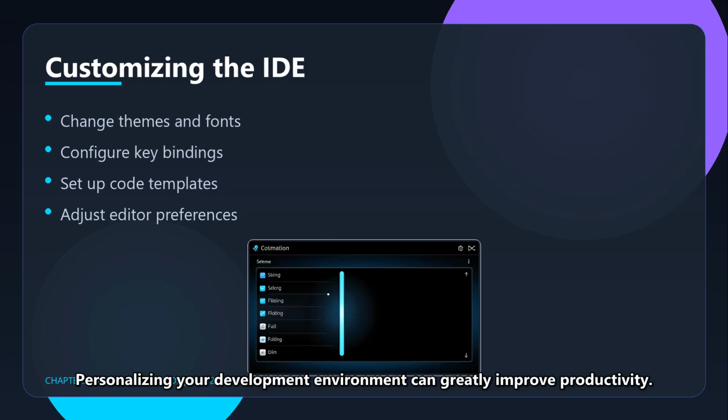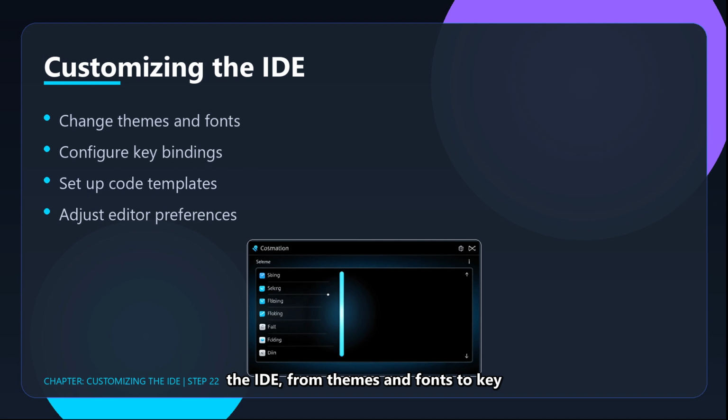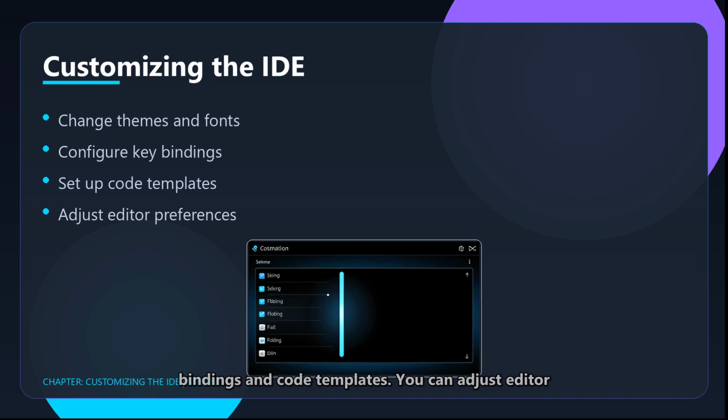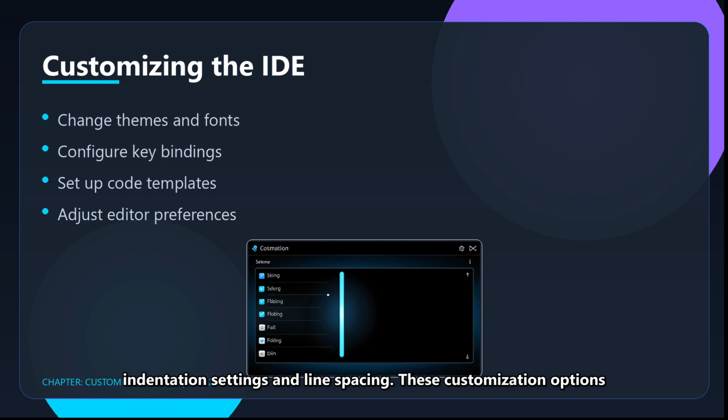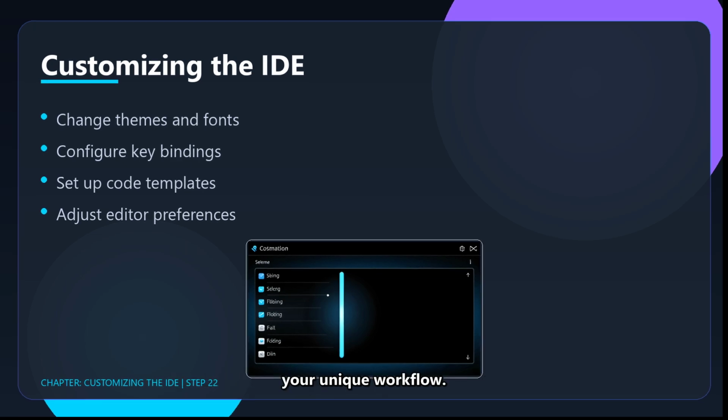Personalizing your development environment can greatly improve productivity. NetBeans allows you to customize various aspects of the IDE, from themes and fonts to key bindings and code templates. You can adjust editor preferences to match your coding style, such as indentation settings and line spacing. These customization options ensure that NetBeans feels comfortable and efficient for your unique workflow.